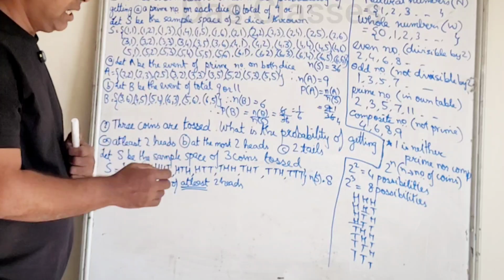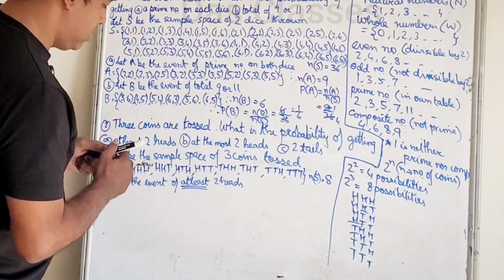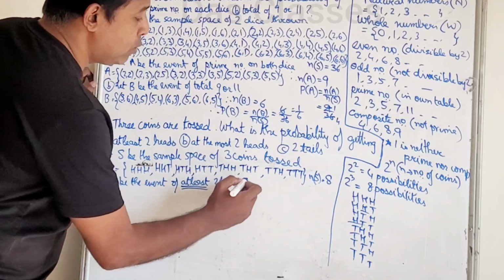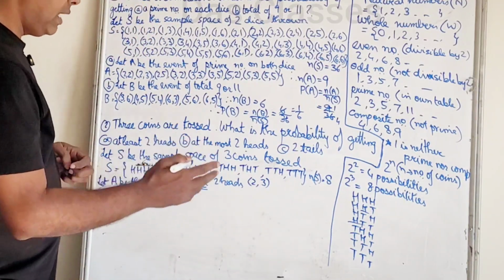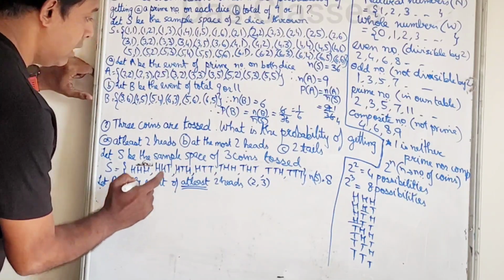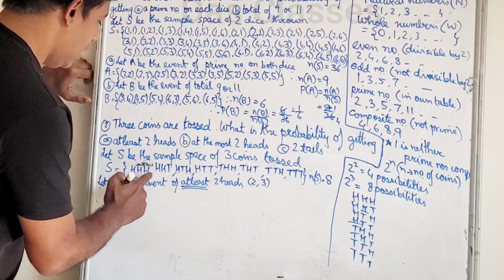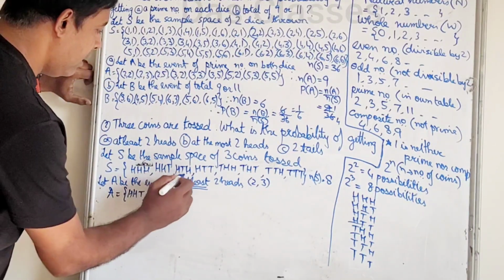So whenever you see the word at least, you have to take that value and the values more than that, not less than that. Okay, so 2 heads, at the maximum, there are 3 heads. So when I say let A be the event at least 2 heads, it means there can be 2 heads or 3 heads. So you have to take the other way around, that is the maximum one. So A would be 2 heads or 3 heads. Look for it, 2 heads. Which is 2 heads? Head, head, tail, head, tail, head.